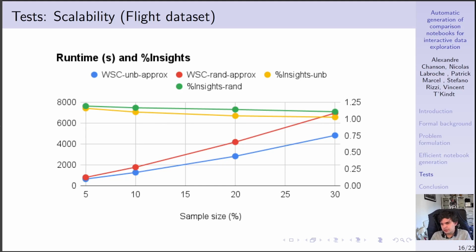Noticeably, the percentage of insights reported can be over 100%, so the green and yellow curves. And this is because, since sampling is used, the approach can also report spurious insights, i.e. insights that are significant in the sample but not in the complete dataset.